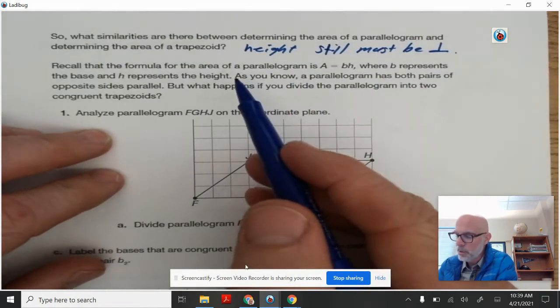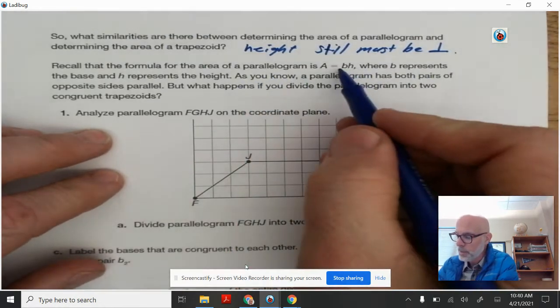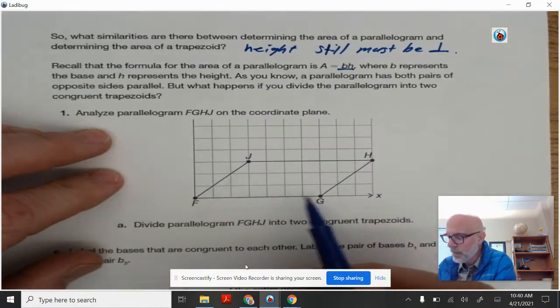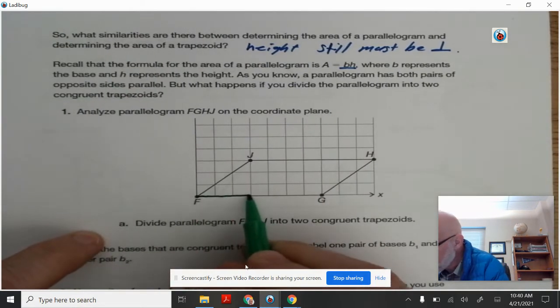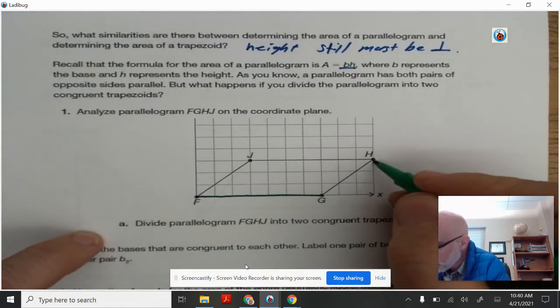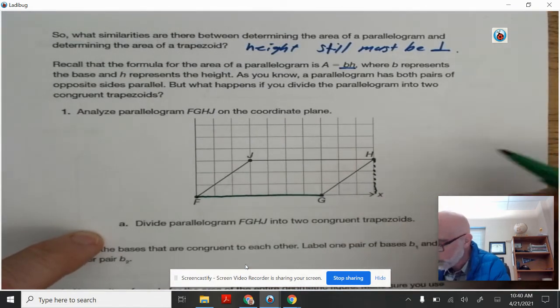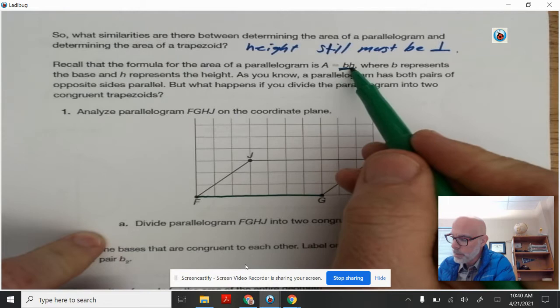It says, recall the formula for the area of a parallelogram is base times height. So I have one down here where the entire base, if you look at the entire base right here, is from F to G. And then I know that my height can be out here. My height is 3. All right. So there's base times height.